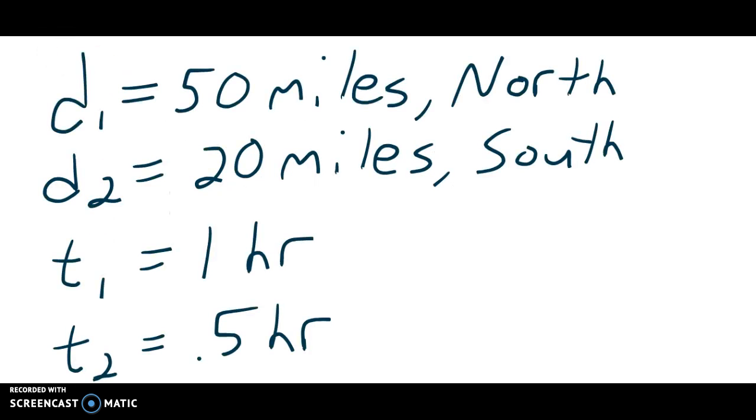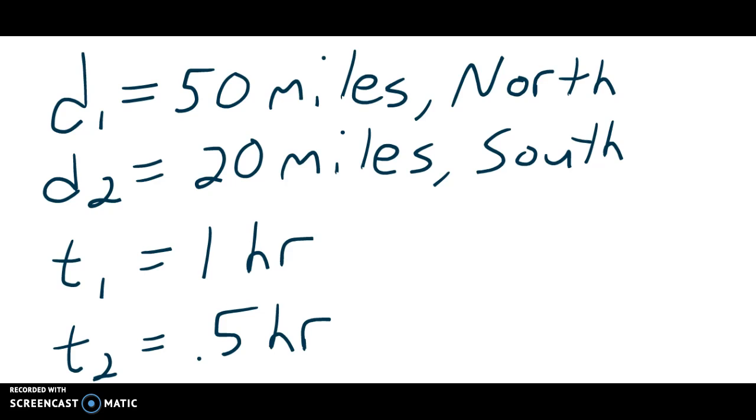Our first step to solve this problem is to write down the given information. So here I've written down what they've given us. The first distance is 50 miles north. Second distance is 20 miles south. First time is 1 hour, and the second time is half an hour. I've labeled them D1, D2, T1, T2, so that the first time corresponds to the first distance.